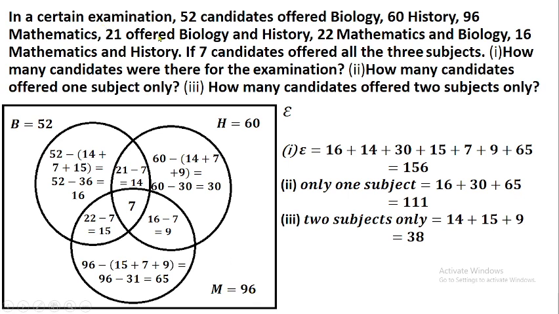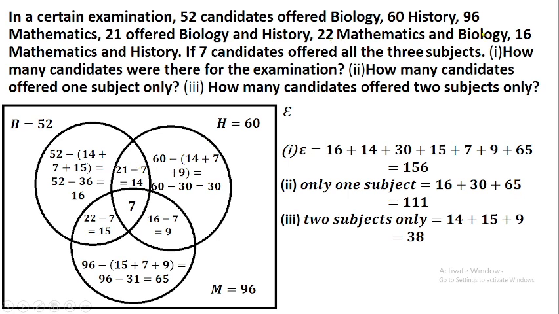Now let's go on. 21 offer biology and history. Biology and history 21. But the question did not tell us about biology and history only. That's where the clause is. If the question were to be 21 offer biology and history only, that means we put 21 here. But the question did not say that, so that means there's something we need to remove from this 21. Because don't forget that this place represents biology and history only. So the question only says that 21 offer biology and history. So let's leave this one first.